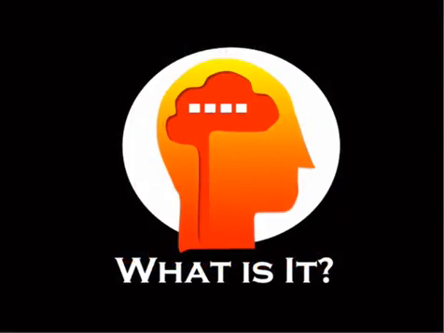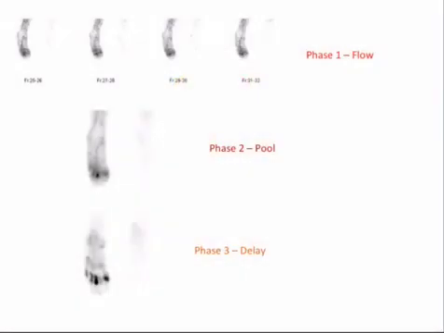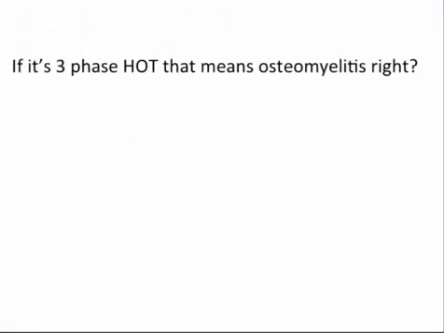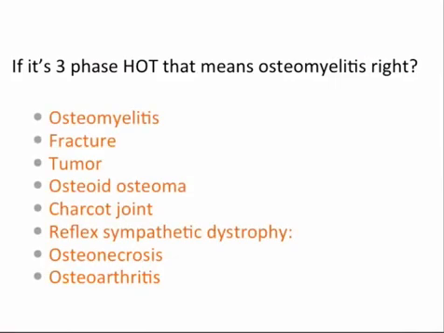So it's good to have a list in your head of things that are 3-phase hot. For example, this: phase 1 hot, phase 2 hot, phase 3 hot, especially here, right? So this is osteomyelitis. If it's 3-phase hot, that's always osteo, right? Now it can be all kinds of stuff. There's a big long list. It's easier actually to think about stuff that's not 3-phase hot.